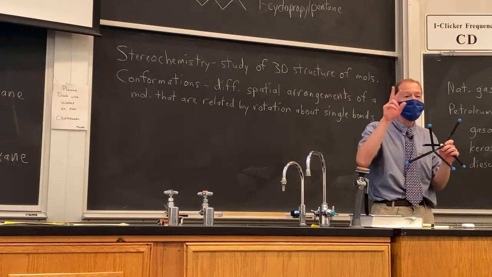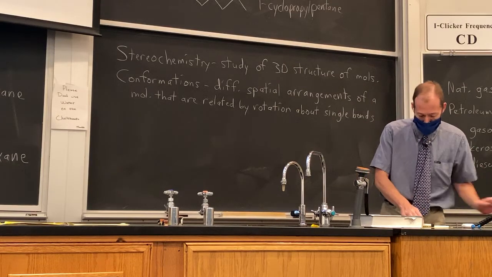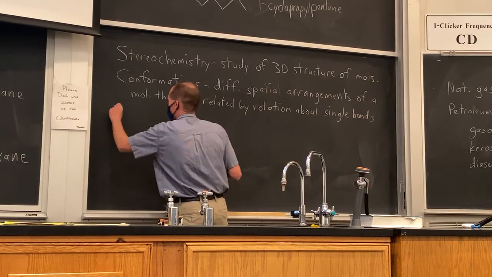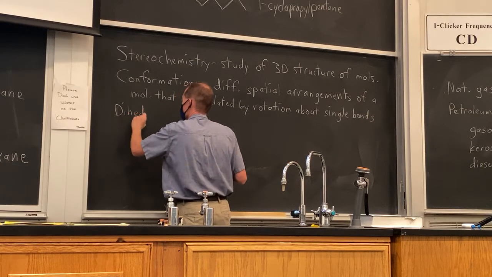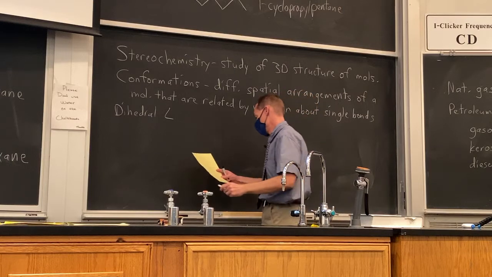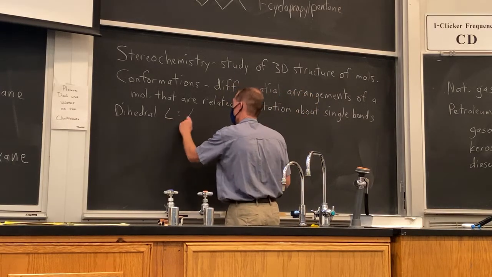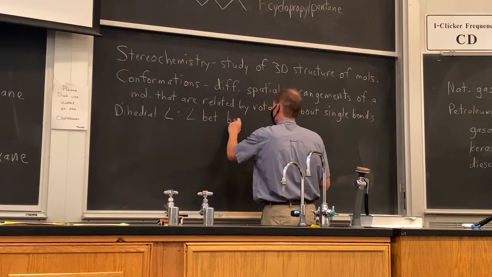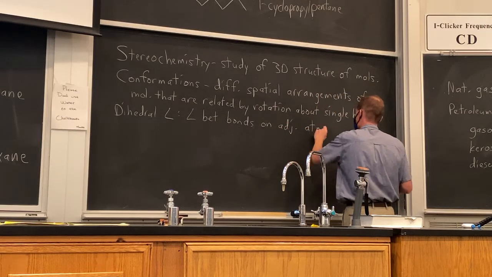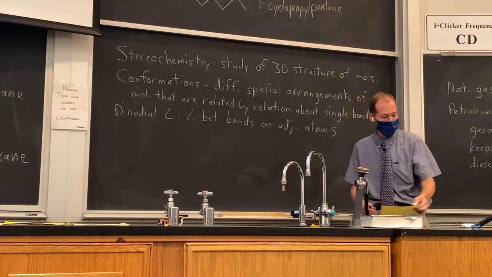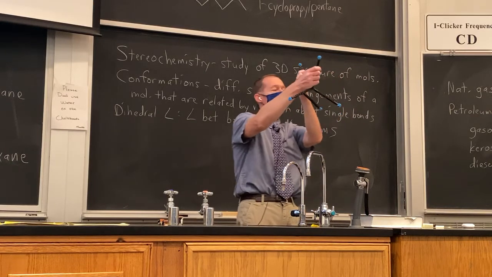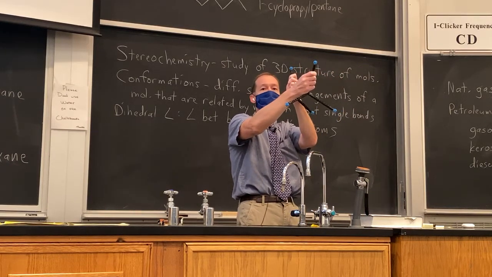There are two that are the most important that we'll spend some time talking about, but there are an infinite number. And then there's another term that we need to learn in conjunction with conformations, and that is dihedral angle. Okay? The dihedral angle is the angle between bonds on adjacent atoms. Okay? So, in this particular conformation, what is the dihedral angle between these bonds?